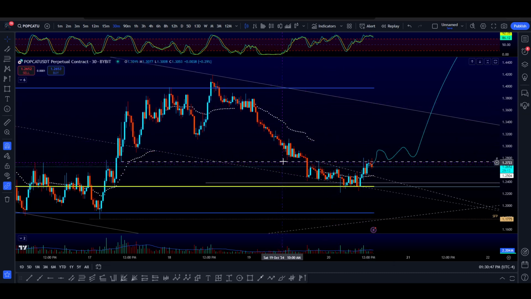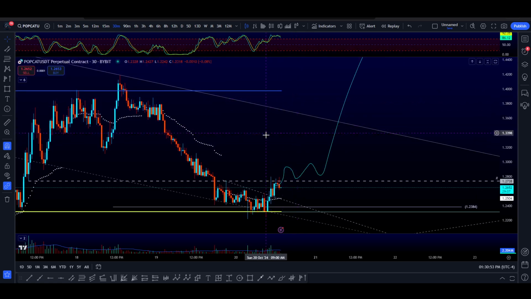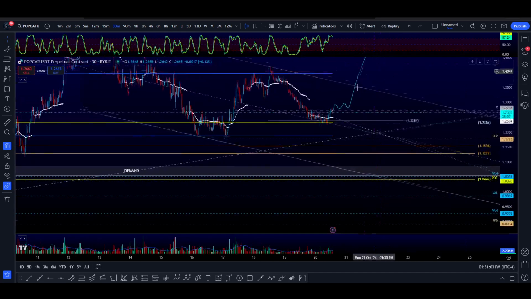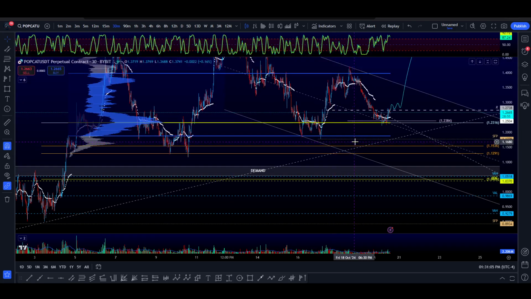We need to flip $1.27, $1.27.50 into support to expect a continuation to the upside. If we don't, then I would be expecting price to come down to at least $1.18. That will be the next area to look for a long, in my opinion. And if that level fails, I'll pretty much be out of looking for a long until we hit this demand zone at around $1.09.